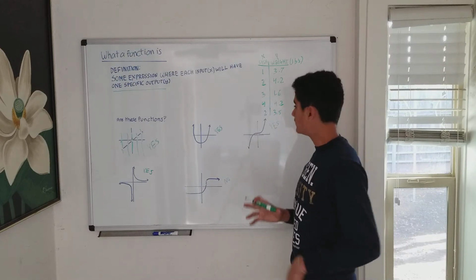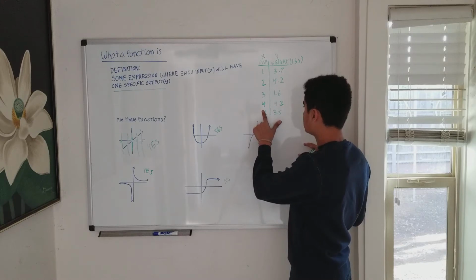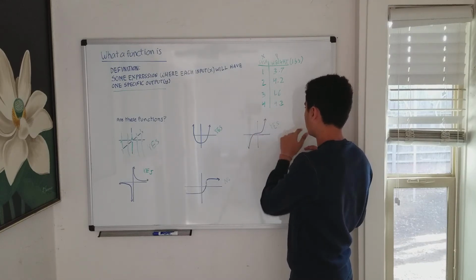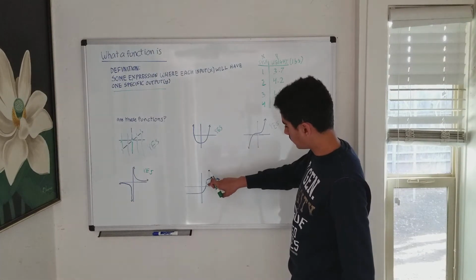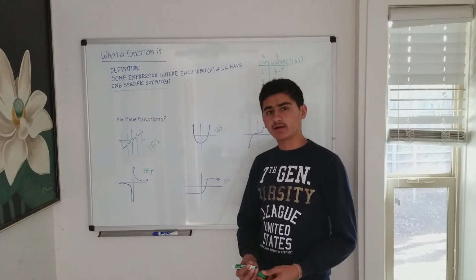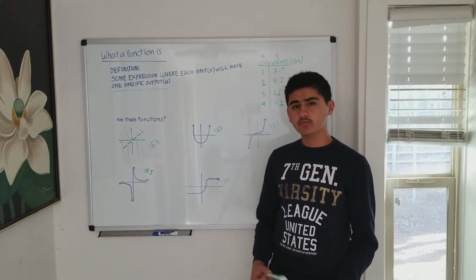This cannot happen because now you have two of the same x values which have different y values. So that cannot happen in a function at all. That's kind of like saying it's going to have multiple y values for the same x value. So that's what this video is about. It was like a brief introduction to what a function is, and I hope this helped you guys.